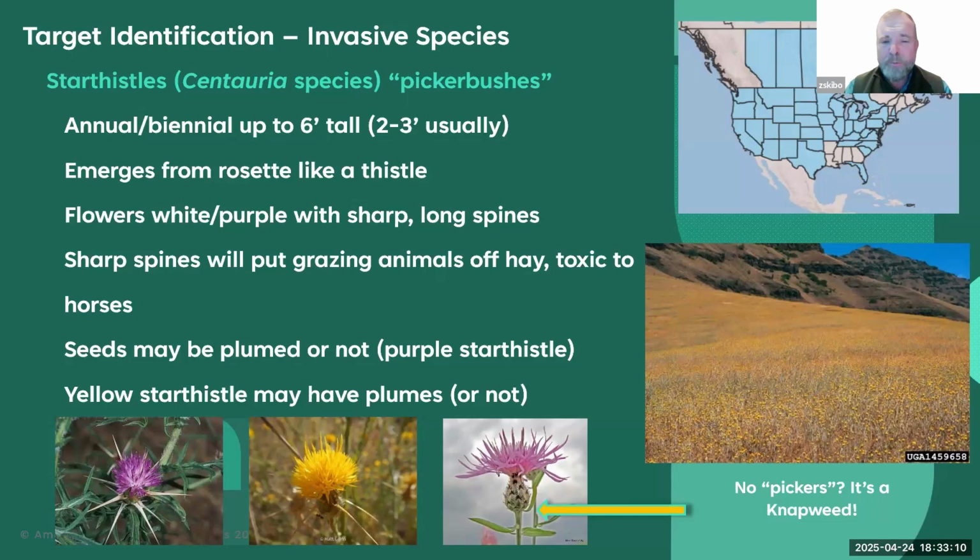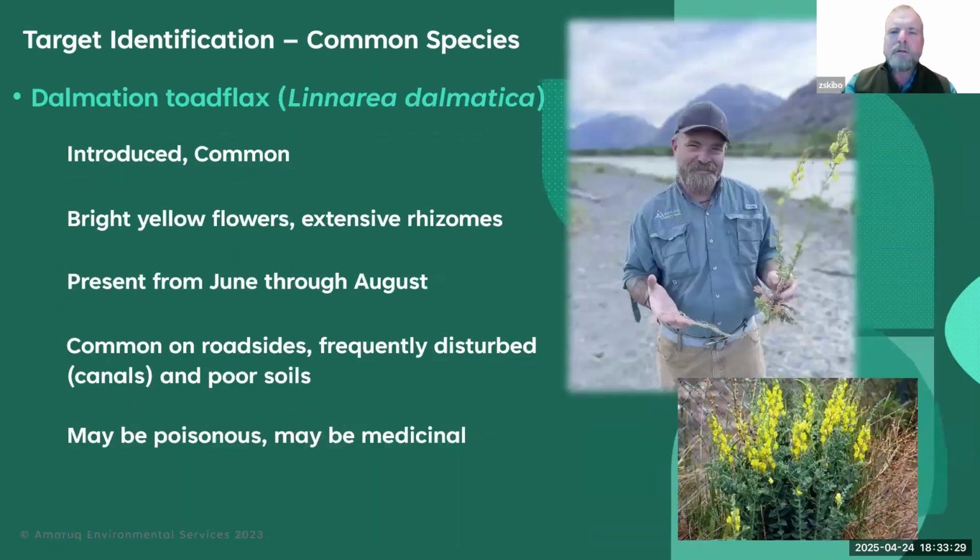The seeds may have a plume or they may not. Yellow star thistles may have plume, they may not. Important note here is if you look at that flower in the bottom center, the yellow arrow is pointing to it. If it doesn't have spines on it, it's a knapweed. If it does, it's a star thistle. So easy identification. And again, these are widespread all across Montana.